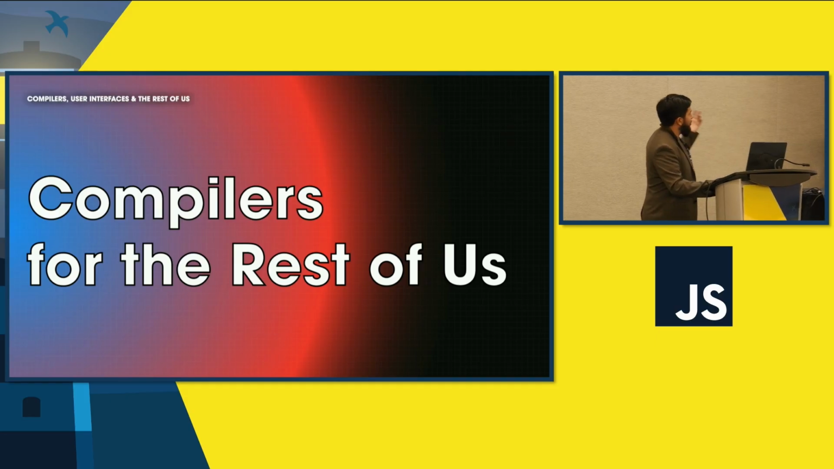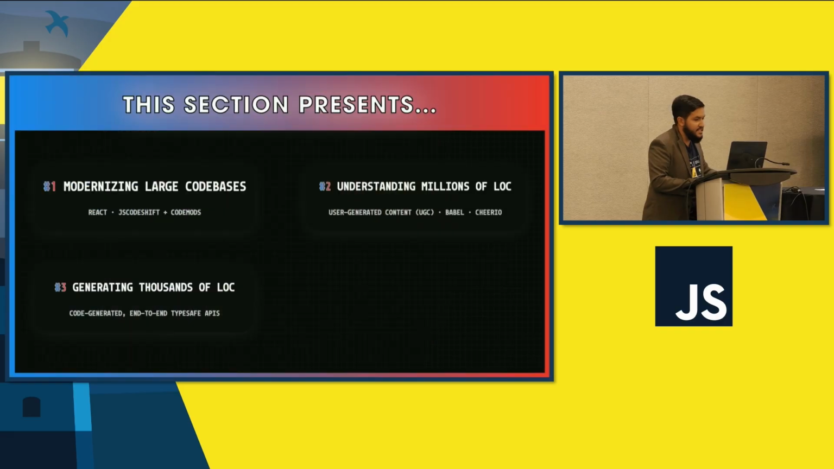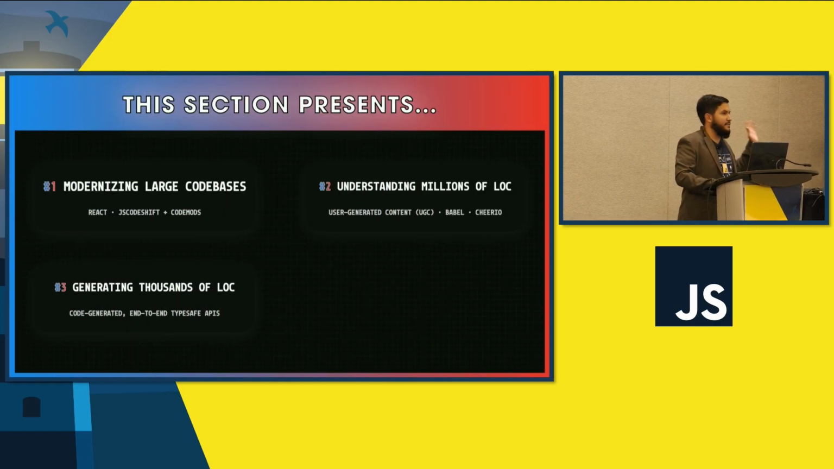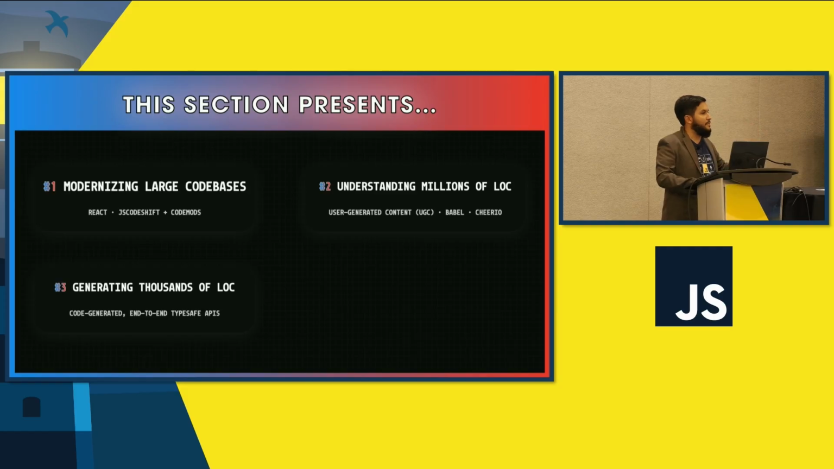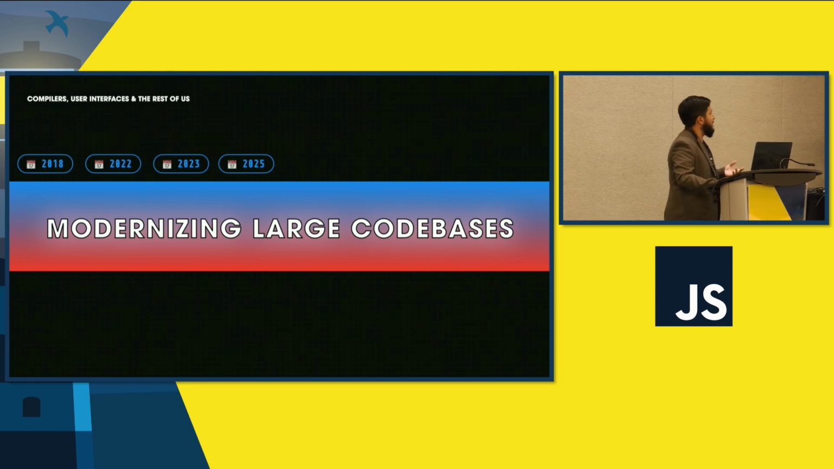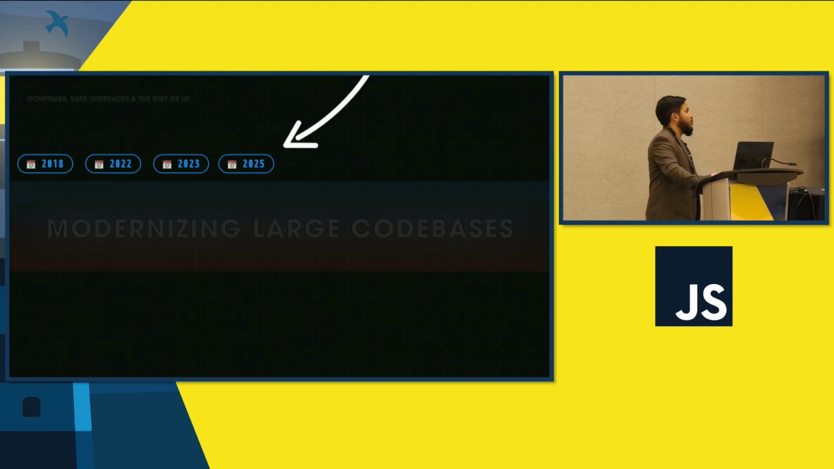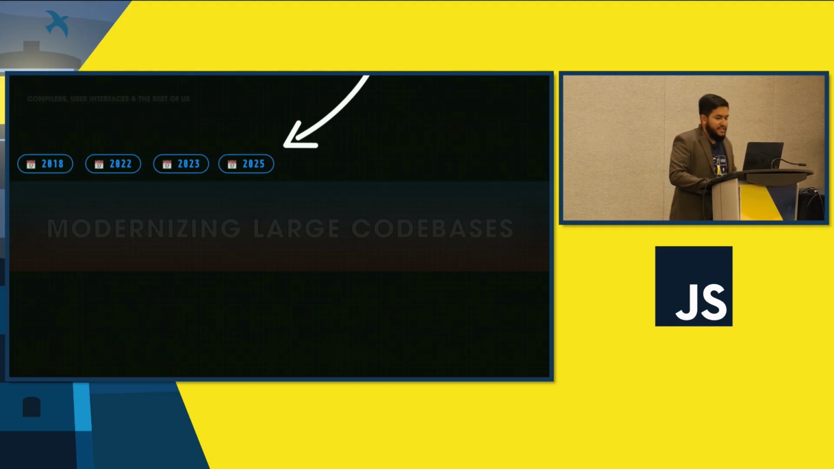For that, the first part of my talk is called Compilers for the Rest of Us. And I gathered 3 cases that I've used recently in my company and previous companies, static analysis technologies. And the first one is about modernizing legacy code bases. And that's also the one that repeated more throughout different years.